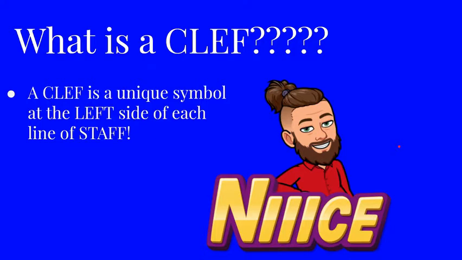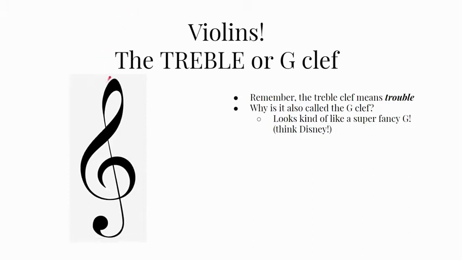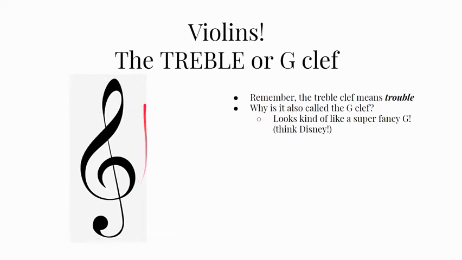What is our clef? A clef is a unique symbol that we'll see on the left side of each line of staff. For violin, we are looking at our clef here. This is our long squiggly symbol that we see. This clef is called the treble clef or the G clef.